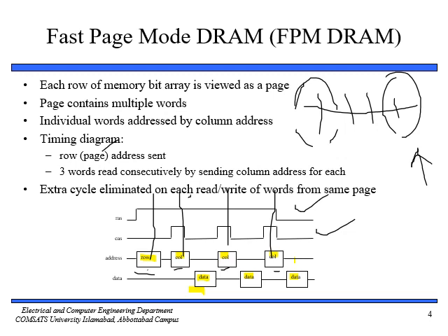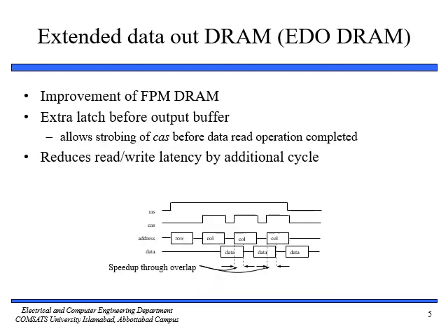Next, let's move on. In this slide we are going to talk about another variation of DRAM, that is extended data out DRAM, or EDO DRAM. It is an improved version of fast page mode DRAM. If you go back to the previous slide where we discussed the basic architecture of DRAM, what if we use an extra latch before the output buffer? It allows strobing of CAS. We have studied two signals, RAS and CAS. So we can trigger the CAS before the data read operation is completed.